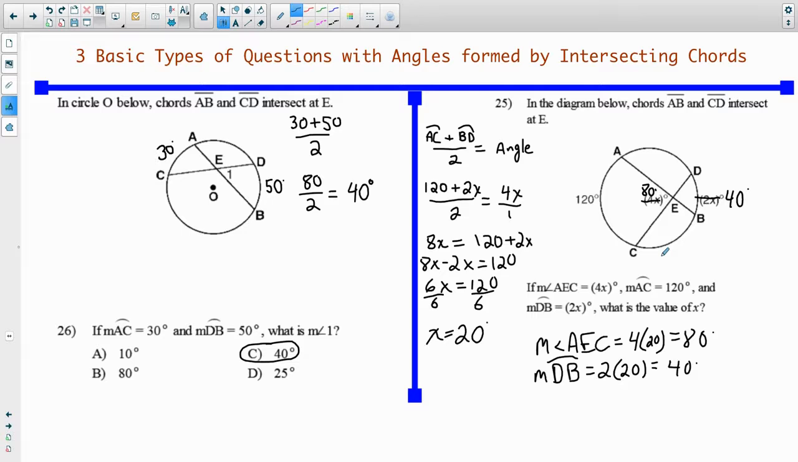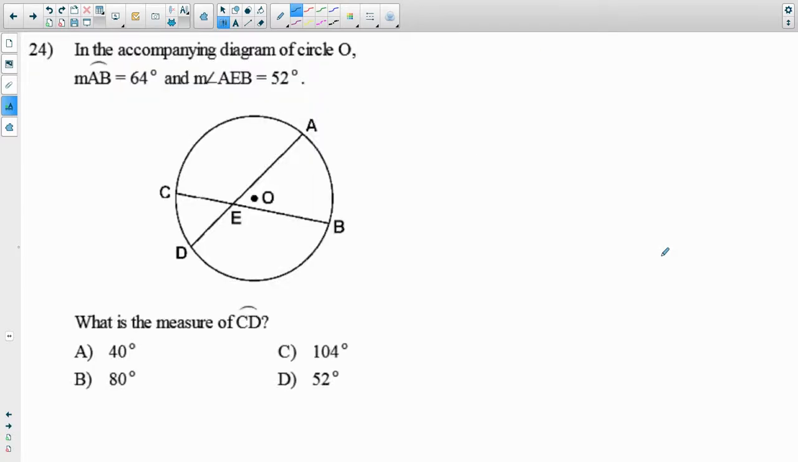Finally, our very, very last question is really a backwards question, right? Everything we do forwards, we should be able to do backwards, like this question here. In the accompanying diagram of circle O, the measure of arc AB is 64 degrees, and the measure of angle AEB is equal to 52 degrees. And here they really want us to find the measure of arc CD.